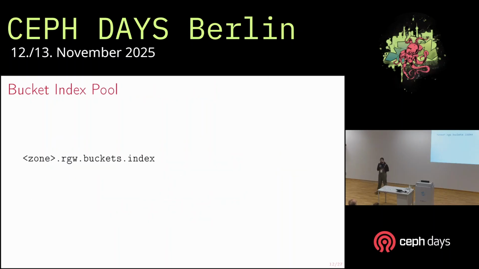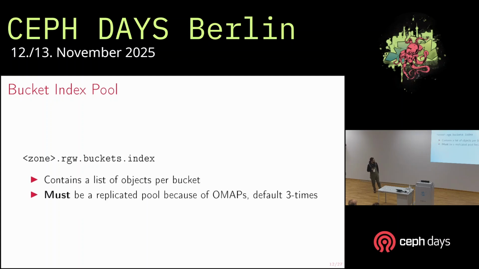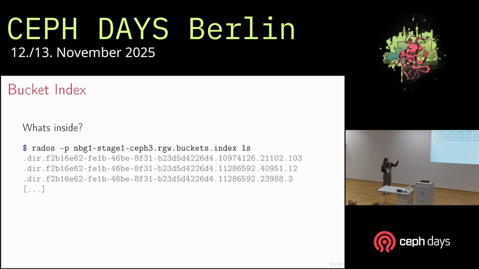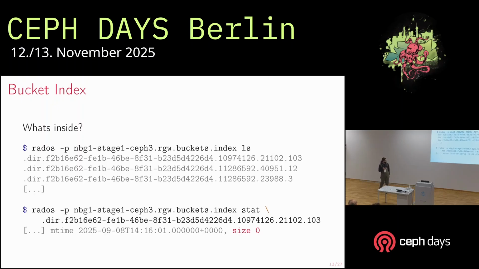Okay, next pool. This is the pool probably most of you are familiar with. This is the bucket index pool. We need an index where we keep track of which objects are part of the bucket. And that's that. That one must be on a replicated pool because it makes heavy use of OMAPs, and you see why shortly. So if we just list it, we get something like this. This is a UUID-like thingy and a lot of numbers. And all of those are empty because they are OMAPs.